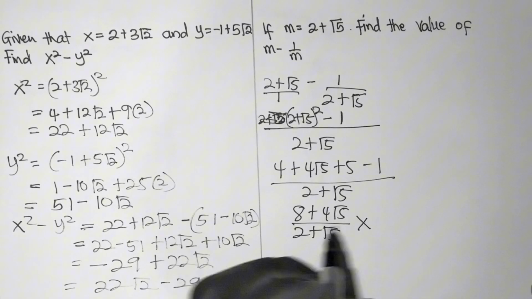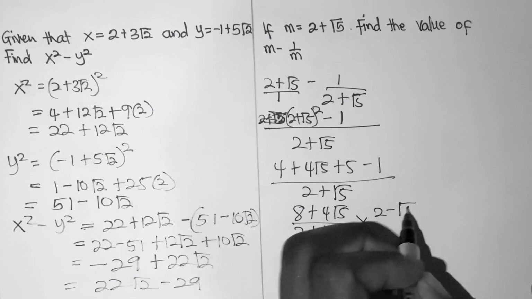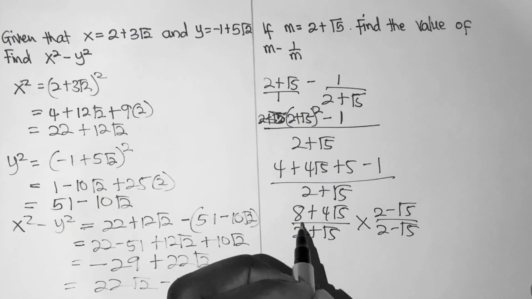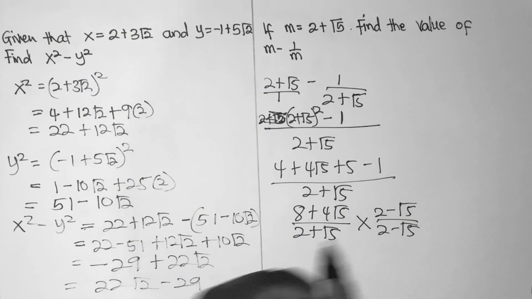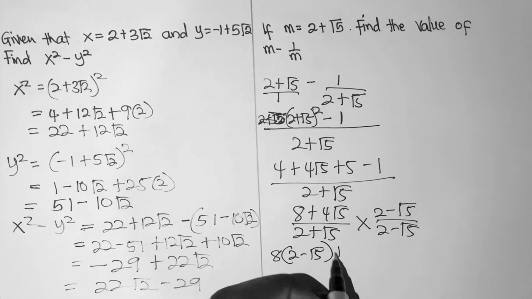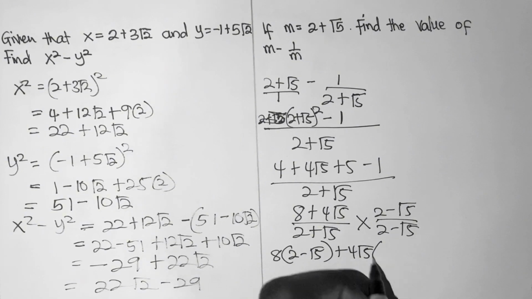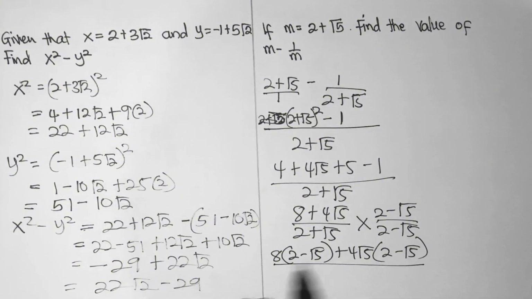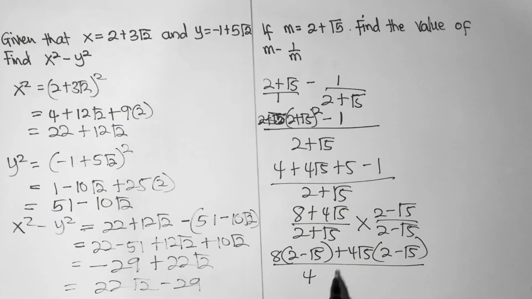So here we rationalize: 2 minus root 5 divided by 2 minus root 5. So now let's distribute 8 times 2 minus root 5, then plus 4 root 5 times 2 minus root 5, divided by, this is the difference of 2 squares, 2 times 2 is 4, root 5 times root 5 minus root 5 is minus 5.